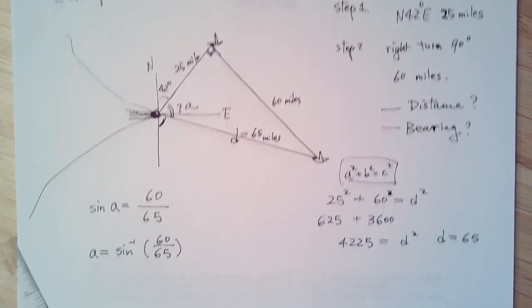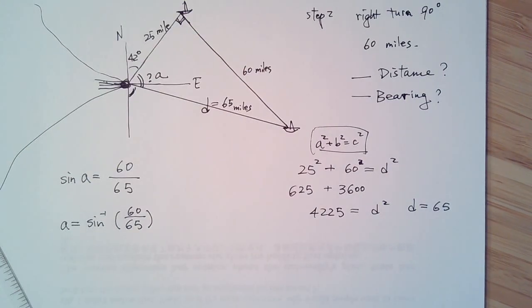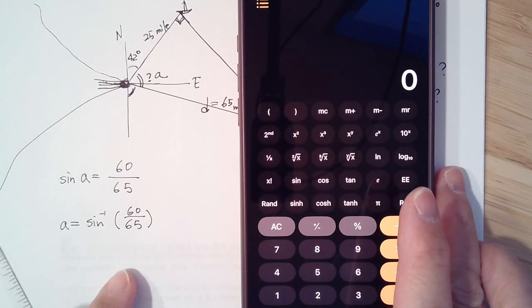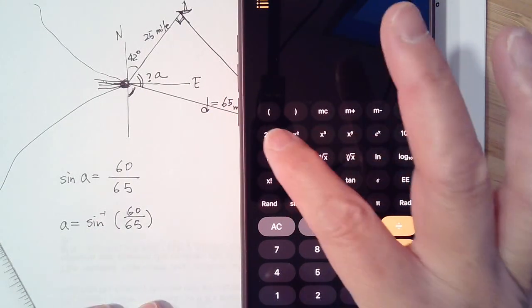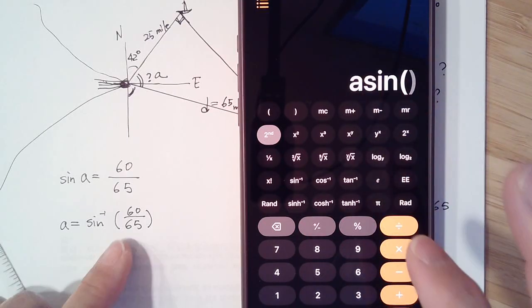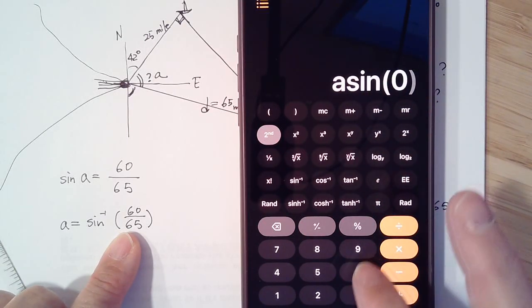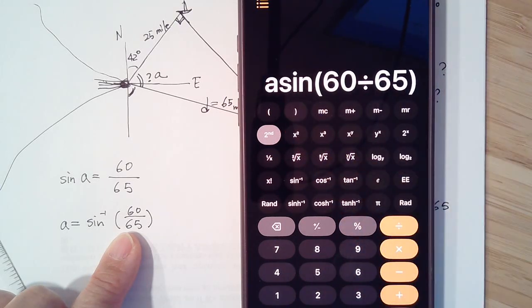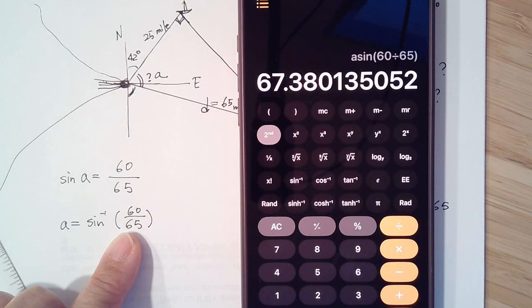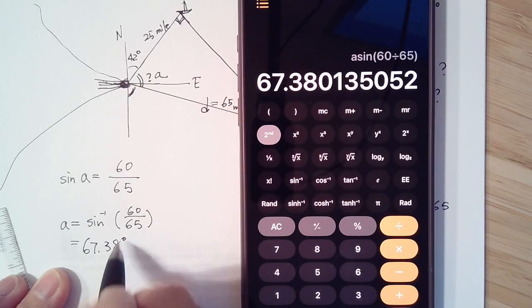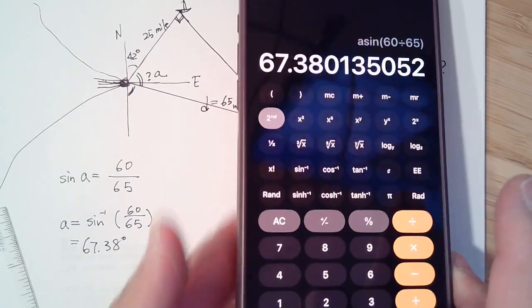Now I'm going to get my calculator to do it because I cannot do this in my head. All right. Now here is the calculator. Because I need the inverse function, I have to click second, did you see that? Then sine. So sine inverse, which is the arc sine, and you have the parentheses. Inside of that, you put 60 over 65, and then close the parentheses, equal. Very good. I got 67.38 degrees, right? Of course, I cannot do this in my head.